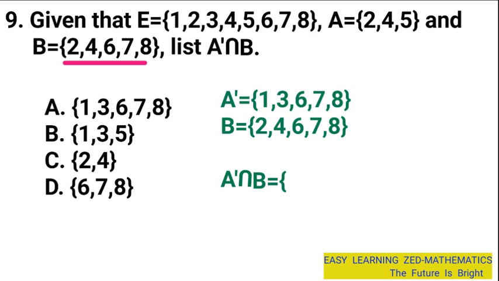So we're going to write 6, 7, and 8. The set of A complement intersection B is 6, 7, 8. Okay, it consists of 6, 7, 8. So the correct answer was D. D was the correct answer. Let's go to question 10.